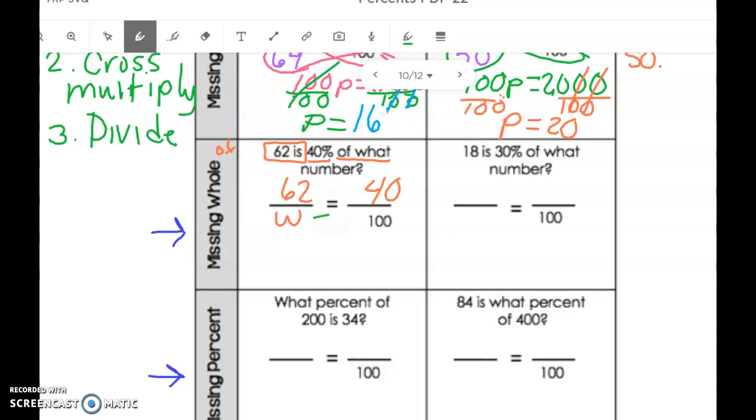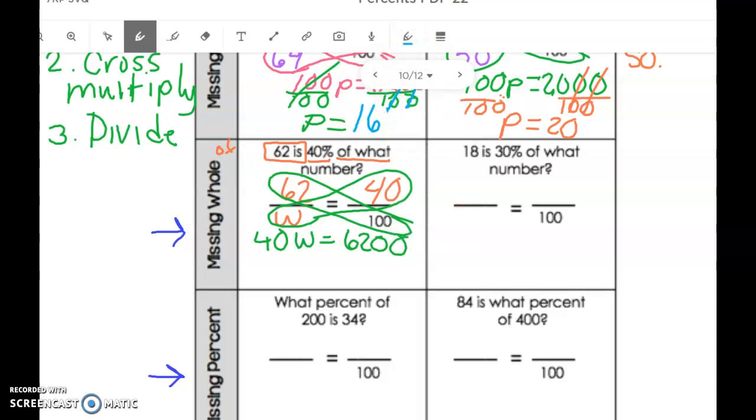So W times 40, because Miss Blake likes her variables on the left, so I always start with the letters, gives me 40W. You could do it either way, but I like it on the left. And the other side, 100 times 62. Well, we just do 62 and 2 zeros. All right, so that was my step 2, cross multiplying. Now step 3 is dividing.